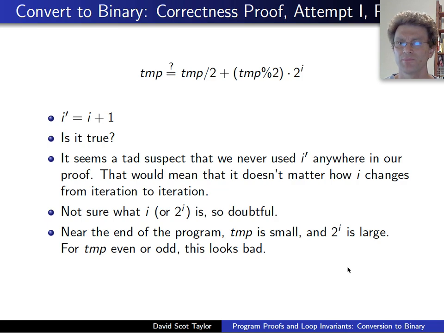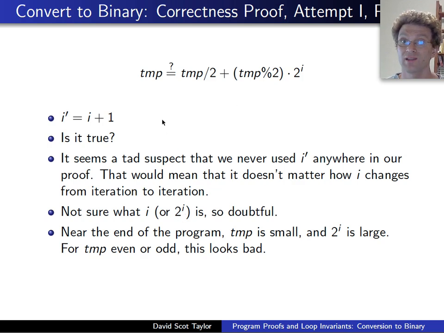And finally, if you think about it, as the program runs, temp keeps getting smaller and smaller, and I keeps getting bigger and bigger. By the end of the program, you expect 2 to the I to be a big term, and temp is down near 0. If temp happens to be a small, even term, then temp mod 2 is 0. The second term goes away. And this small, even term, is that equal to the same term divided by 2? Probably not. That kind of looks bad.